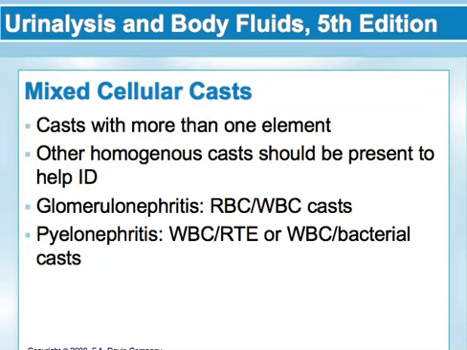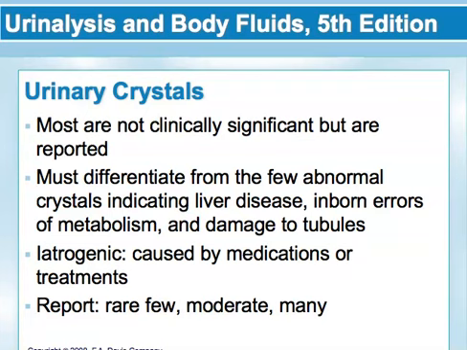Okay, the next section that we're going to get into are urinary crystals, and those get divided between clinically significant and non-clinically significant crystals. So most of the crystals found in the urine are not clinically significant, but they would still be reported. The crystals that are clinically significant are associated with disorders such as liver disease, inborn errors of metabolism, or renal damage caused by the crystallization of medications in the tubules. So that would be referred to as iatrogenic.